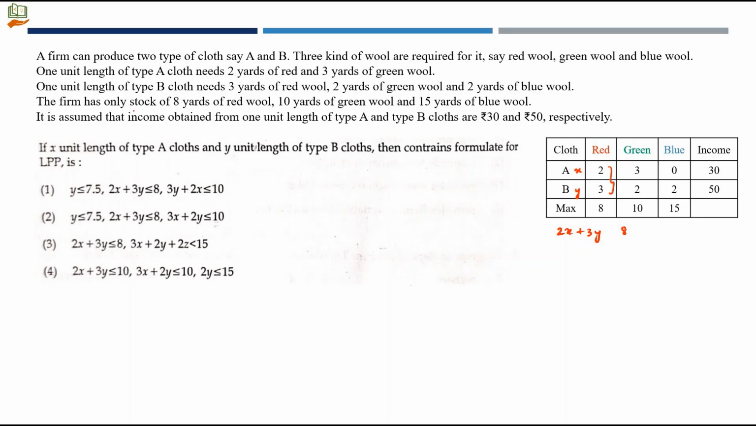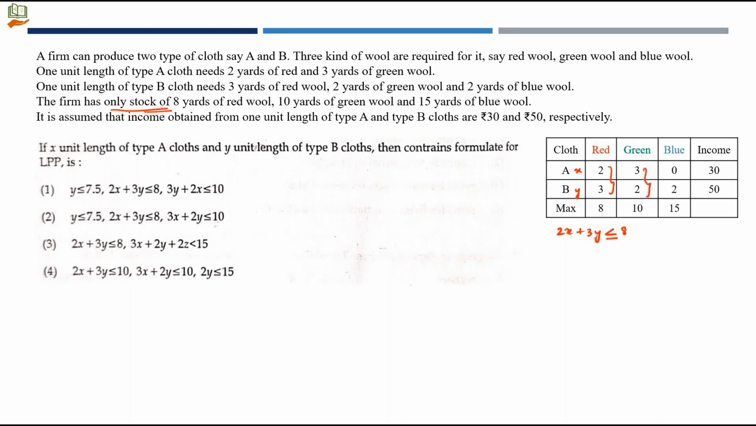It has only stocks of. It means the maximum stock available is going to be 8 in terms of red wool, 10 in terms of green wool, and 15 in terms of blue wool. If 8, 10, 15 are going to be the maximum stock, the company has to use within that. If I say it is within that, it means 2x plus 3y should be less than or equal to 8.